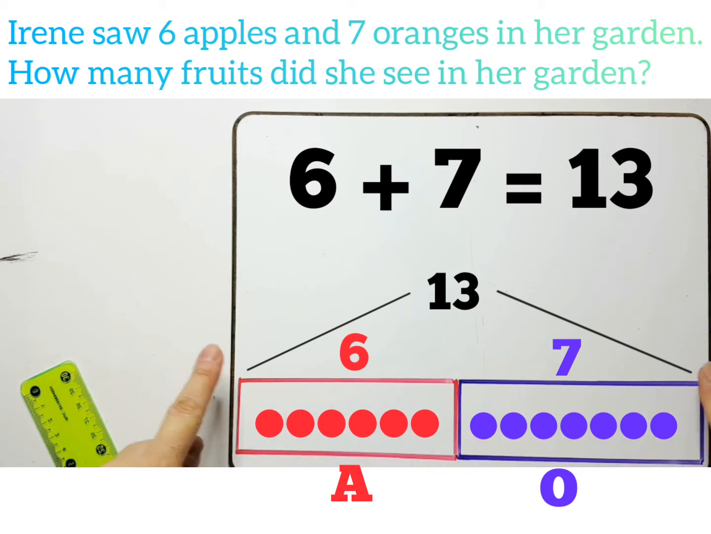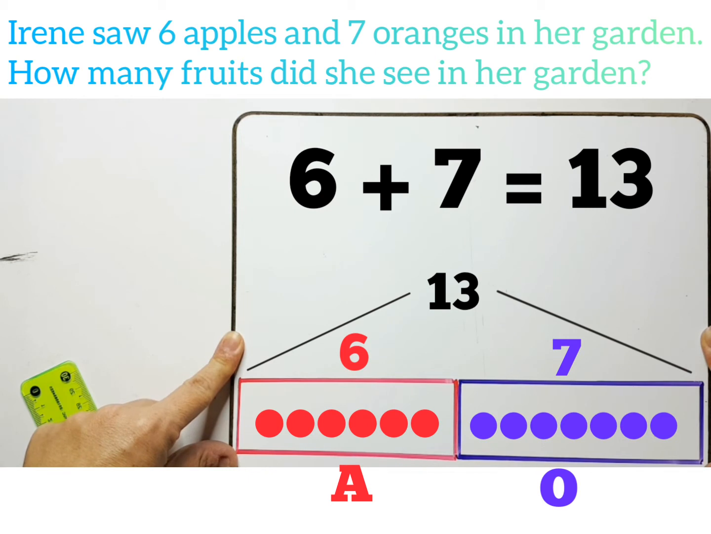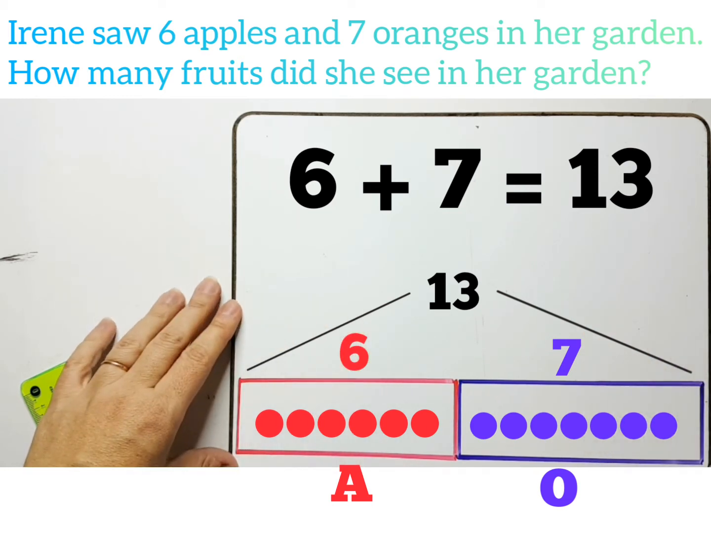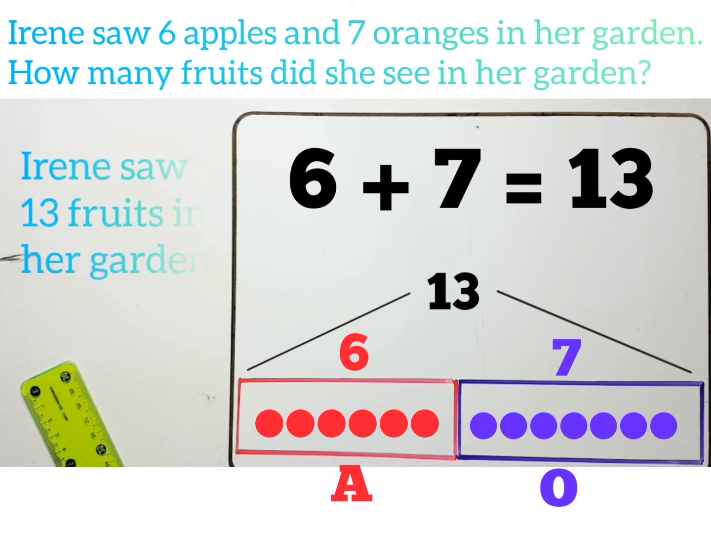When we connect our 2 parts together like this and we show the total, this is what we call a tape diagram. It kind of looks like a number bond because I can see my total above and my 2 parts below. And this part plus this part gives me my total. My statement would be, Irene saw 13 fruits in her garden.